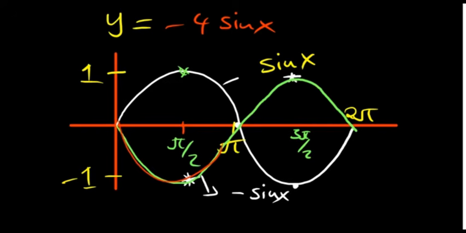Okay. So of course, also we need to understand now the cosine graph. So how do you basically show the basic cosine graph?